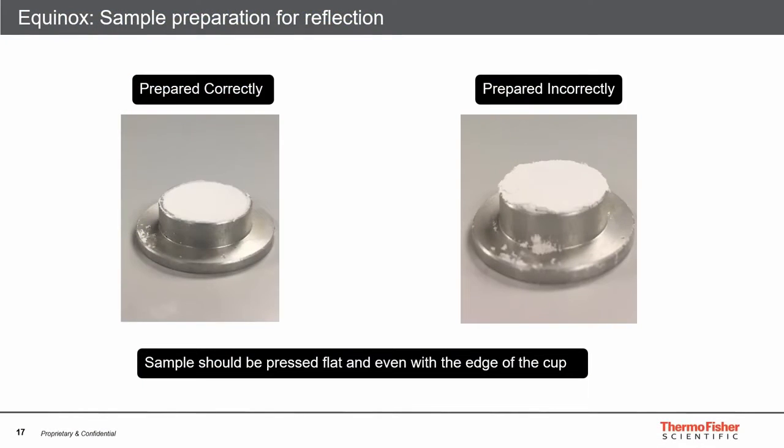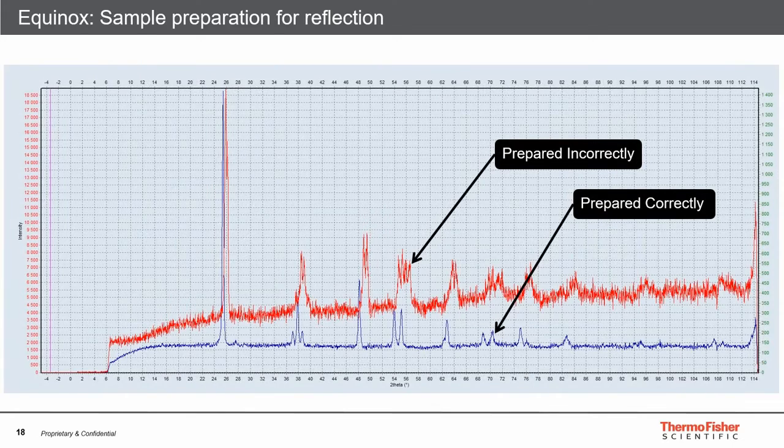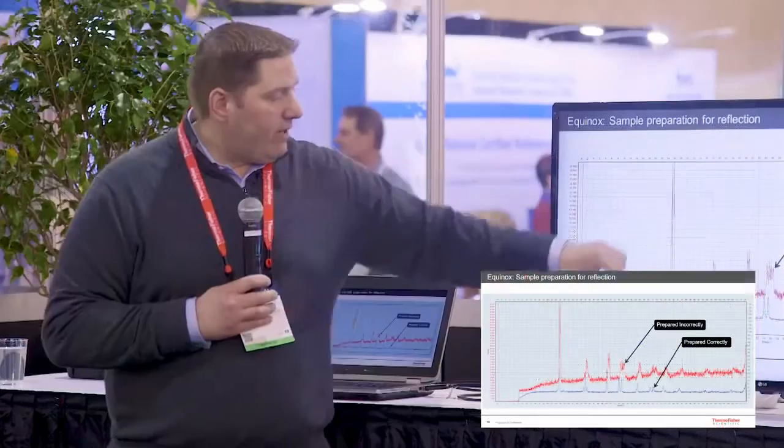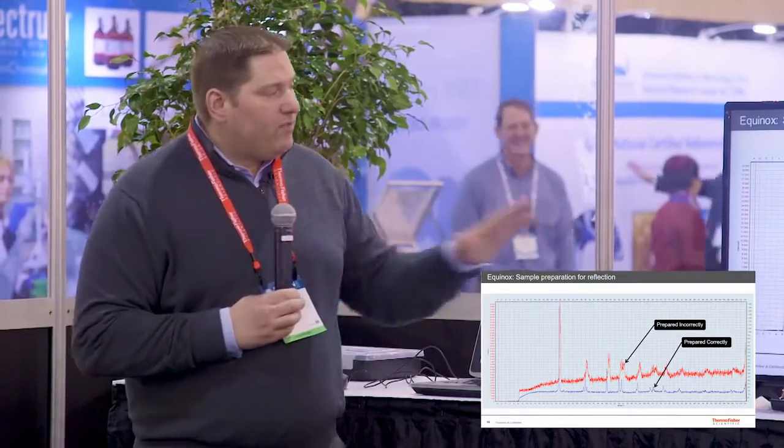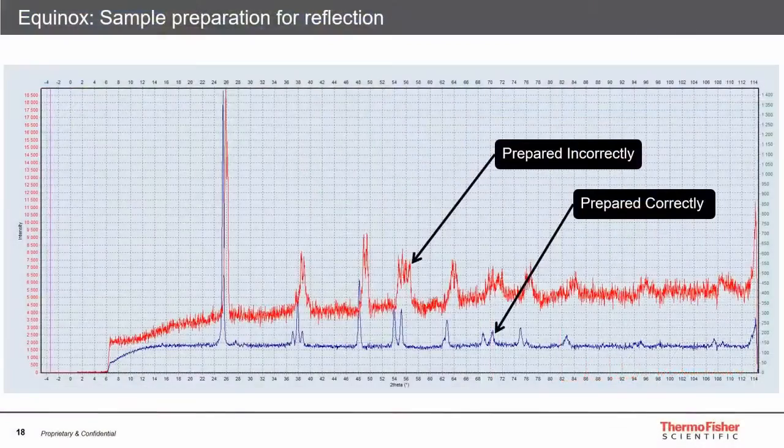So this is a correctly prepared sample where you can see it's nice and even. This is an overpacked sample. And what we see, not only a shift in the peak positioning, you see your background going up and you see scatter. So it's a lot of issues because now you're actually shooting through some of the sample. So it is very important that you do get good sample prep for X-ray diffraction.